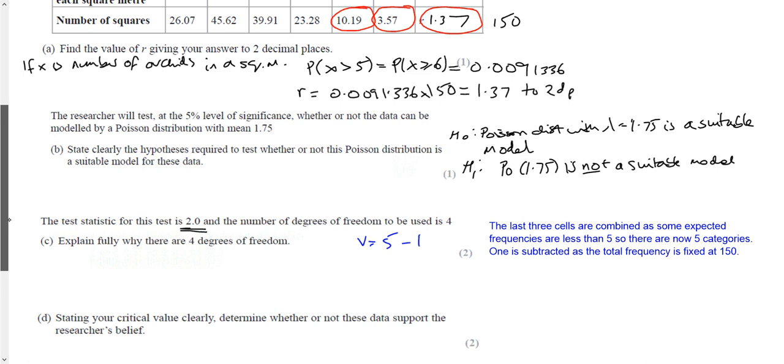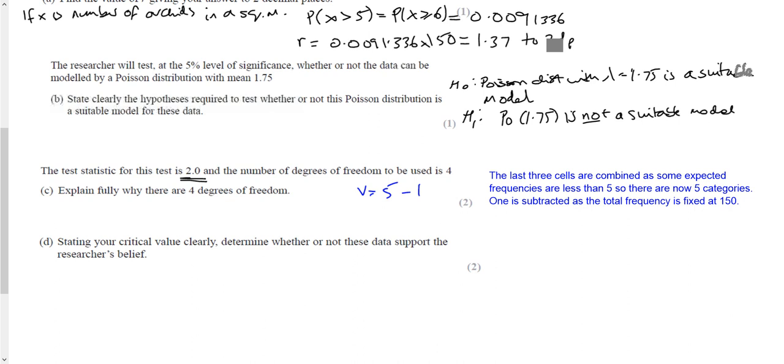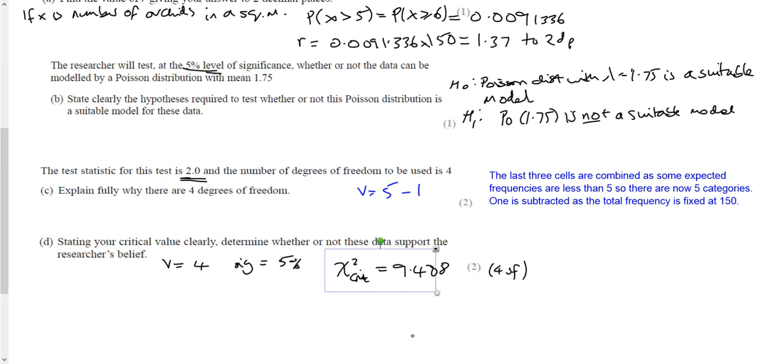Right, now we're going to have to determine whether or not these data support the researcher's belief. They've worked out the test statistic for us, but what we need is to compare that to something. So this is a chi-squared. We've got our degrees of freedom is 4, and our significance level is 5%, it says in the question. So in your calculator, or using the tables in the back of the formula book, we get that our chi-squared critical value is 9.488. That's with 4 degrees of freedom and 5% level of significance, and I've done that to 3 decimal places.